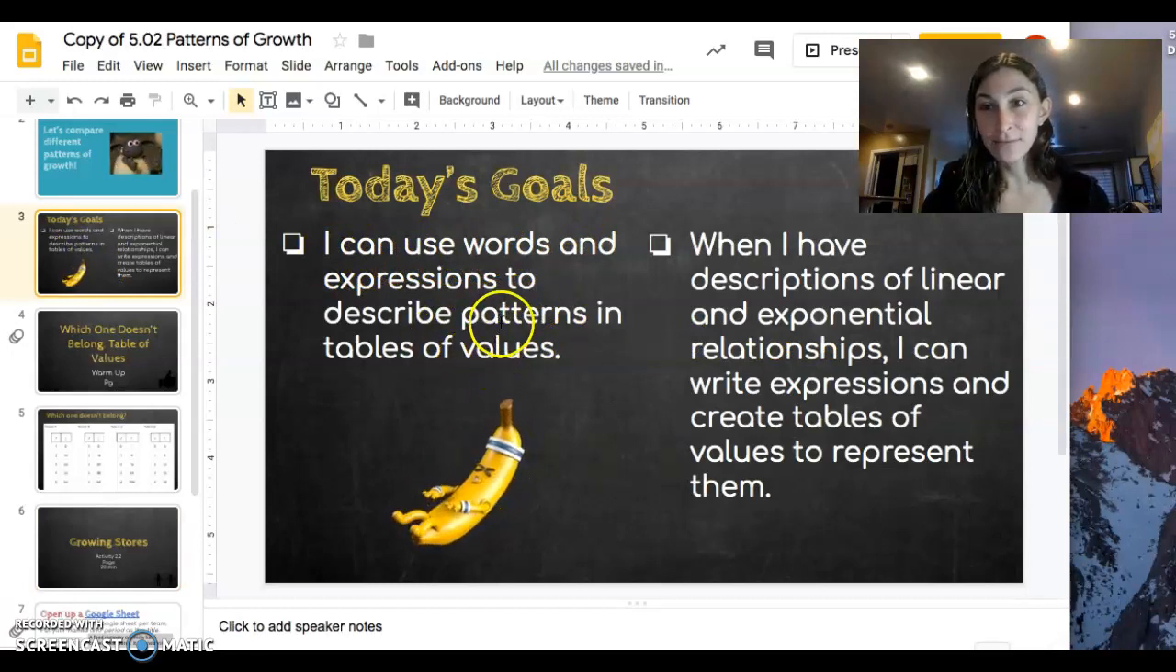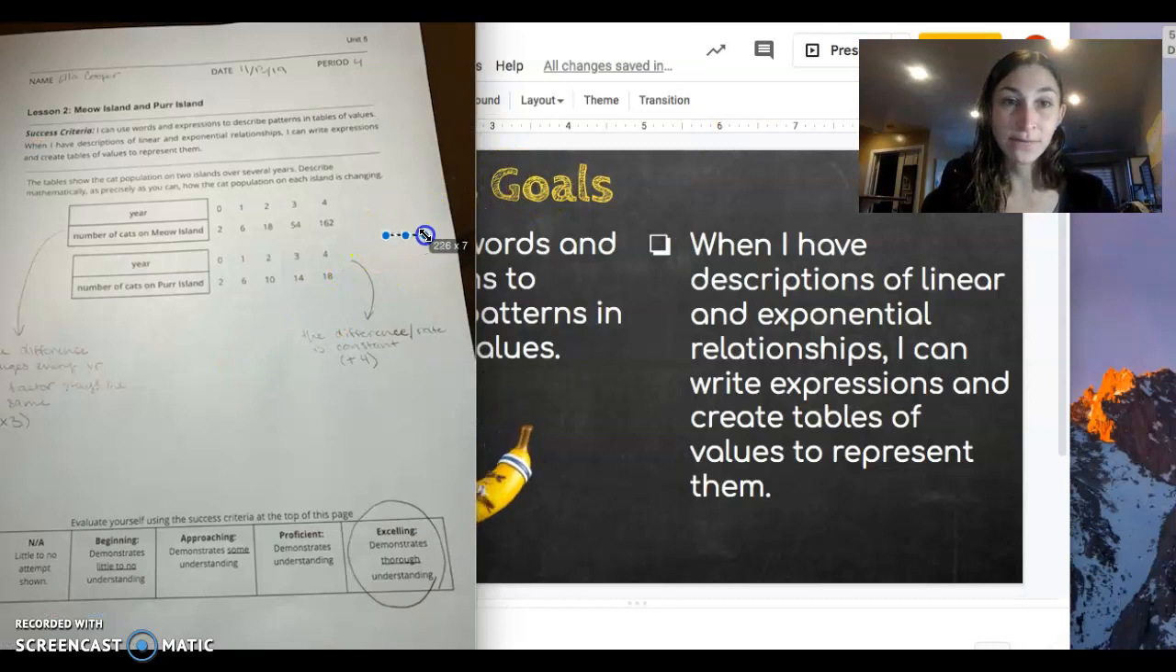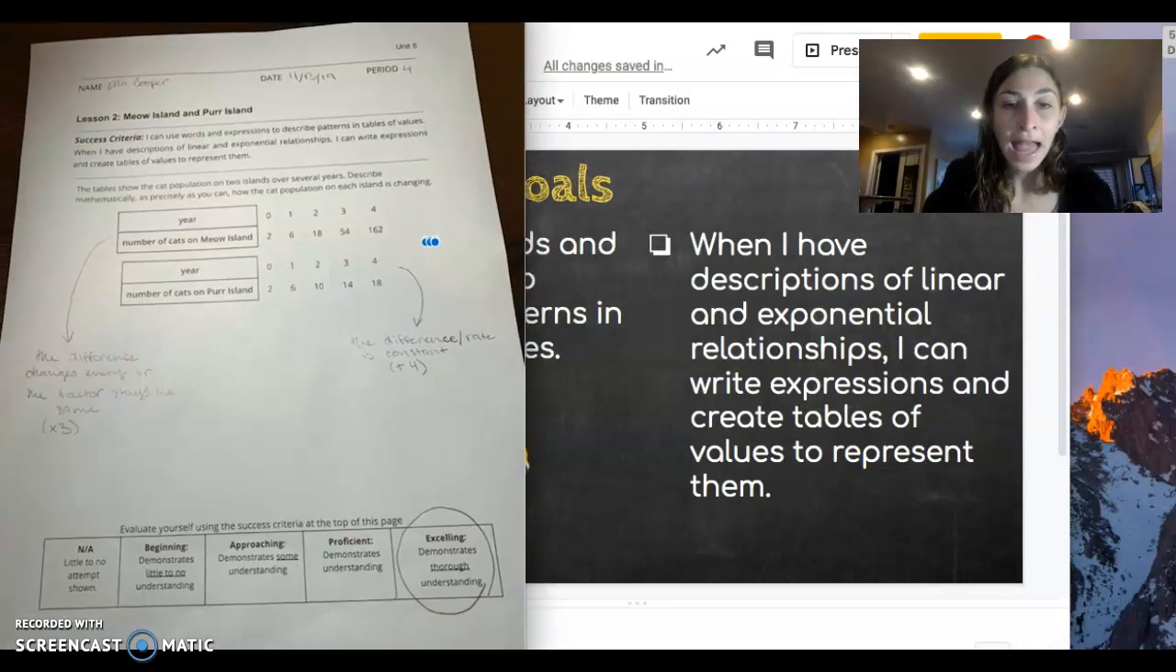So I actually took pictures of different students' work. This was the first student's exit ticket, and she received an excelling. The rubric is always at the bottom of the exit ticket for every exit ticket we do, so I can circle how they responded. This student received an excelling because she demonstrated thorough understanding of what happened.